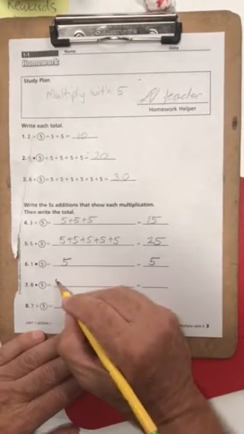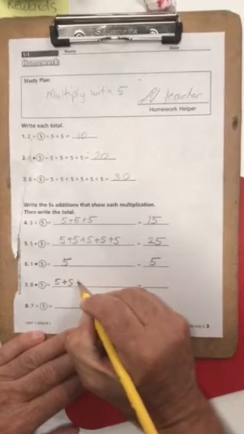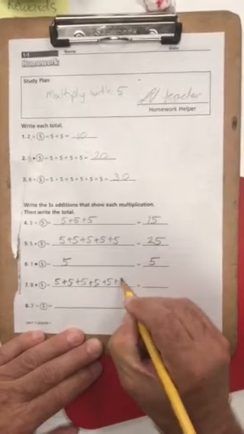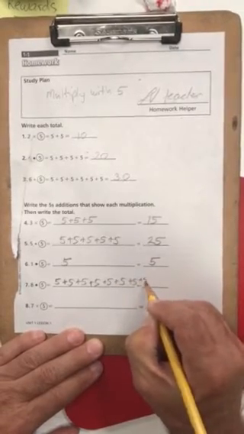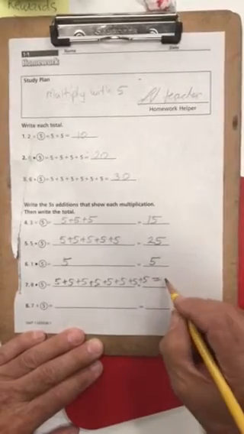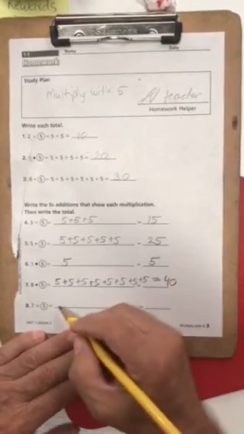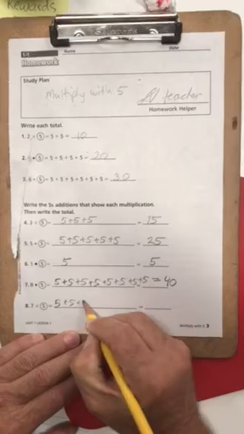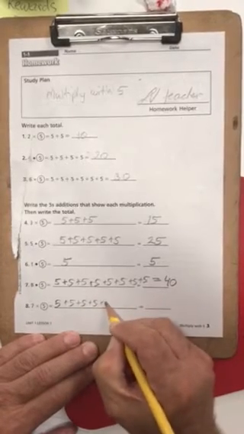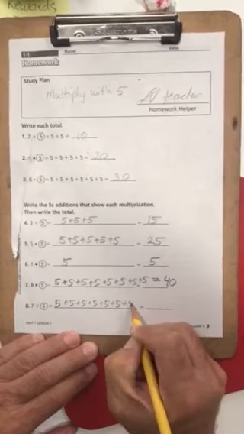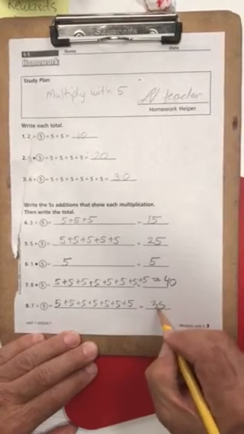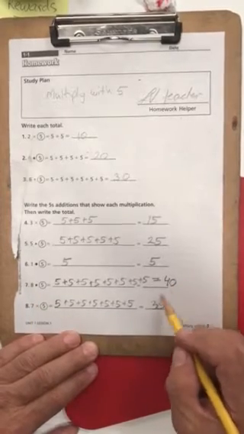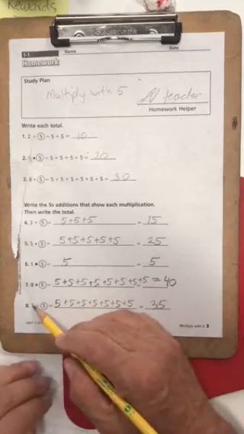8 groups of 5. This takes a little time. So you add 5 8 times. That's 3, 4, 5, 6, 7, 8. Oops, ran out of room. 8 5s equals 40. I'm used to writing big so the kids could see it. 7 groups of 5. So 1, 2, 3, 4, 5, 6, 7. 7 5s is 35. So it's 1 less. There's only 7 5s. There was 8. So 40 minus the 5 is 35 because there's 1 less 5 that we added.